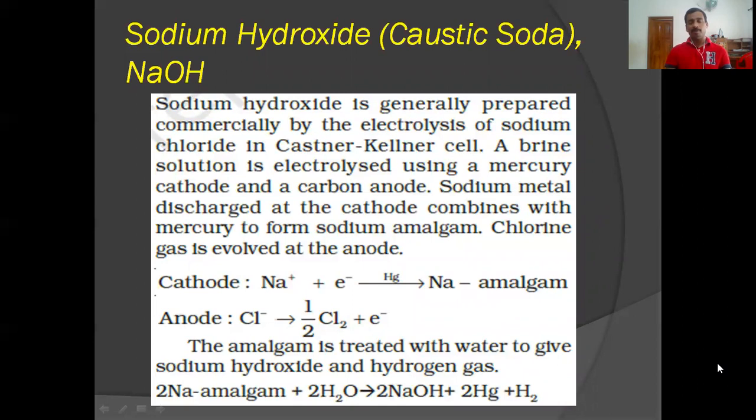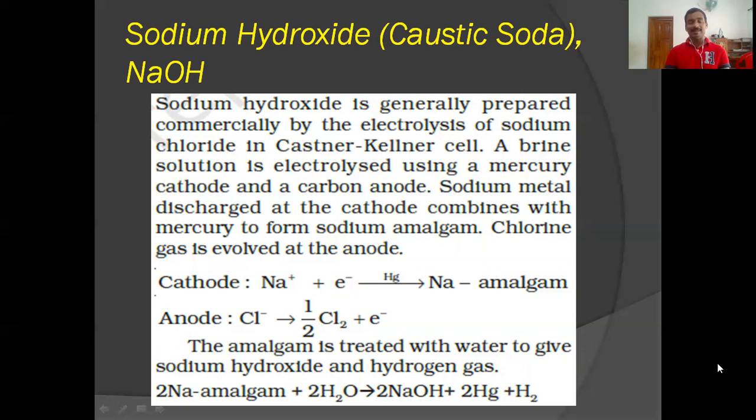Sodium hydroxide, caustic soda, NaOH. It is an important compound of sodium, and we require it for many applications. Sodium hydroxide is prepared by the electrolysis of sodium chloride solution in a special cell known as the Castner-Kellner cell. What is the name of the electrolytic cell for the production of sodium hydroxide? Castner-Kellner cell. A brine solution, meaning sodium chloride solution, is electrolyzed using a mercury cathode.